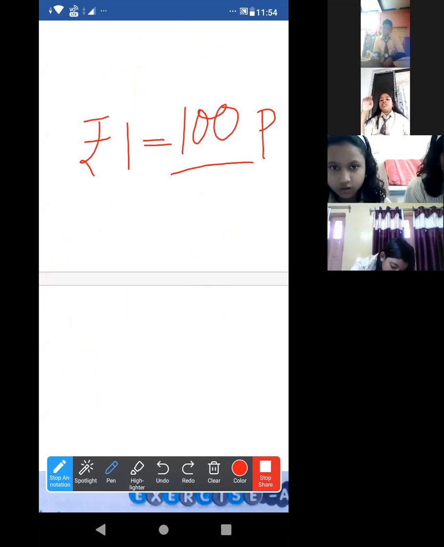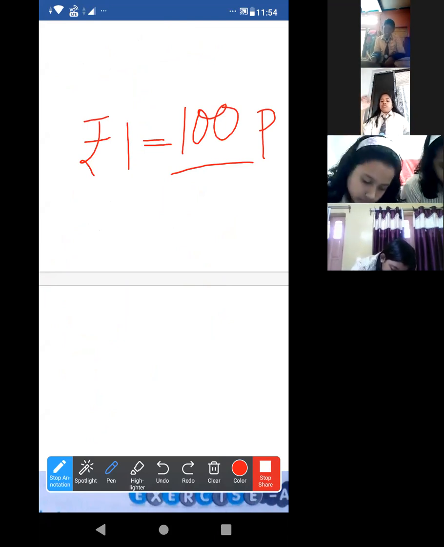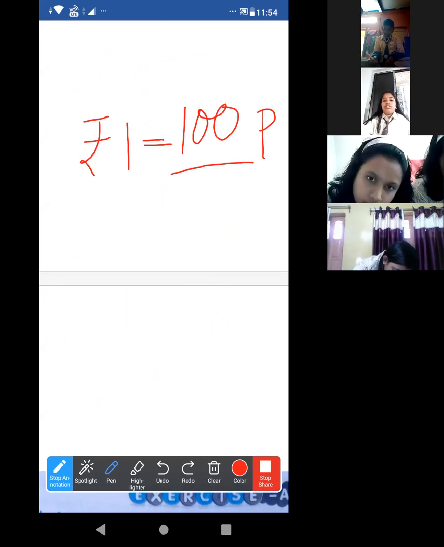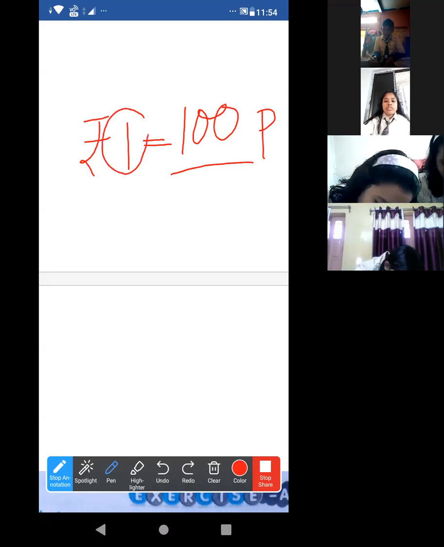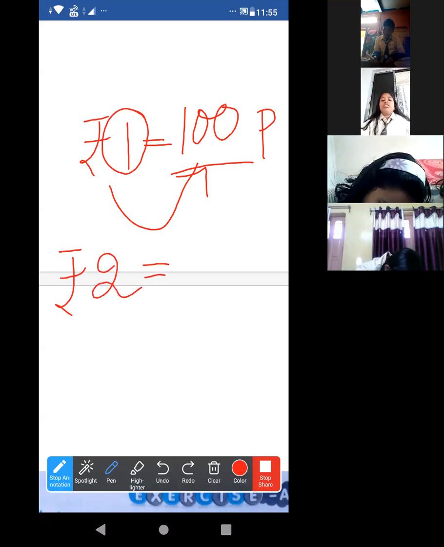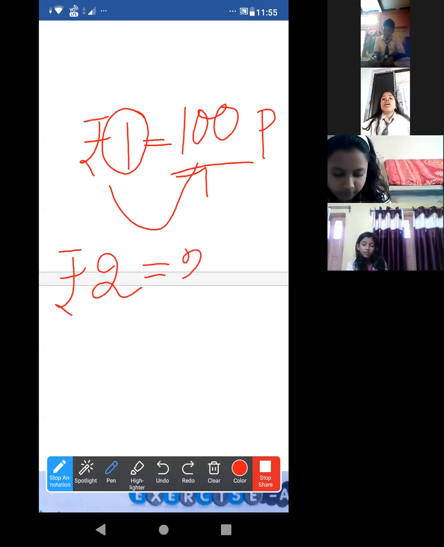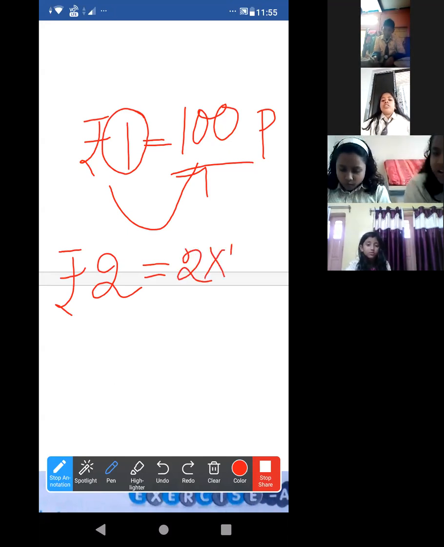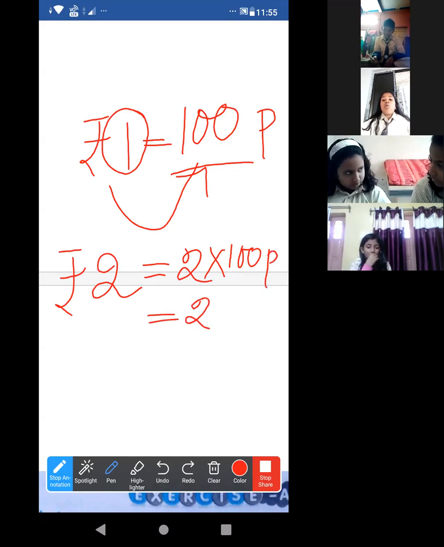Now today I will make you learn the conversion: how to convert from rupee to paise and paise to rupee. Look, 1 rupee is equal to 100 paise. So, suppose in place of 1, I am taking 2. 2 rupees is equal to how many paise? It will be just 200. How do you get this? 2 into 100 paise, that means 200 paise. Understood?